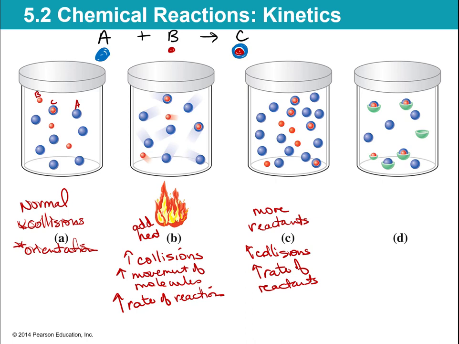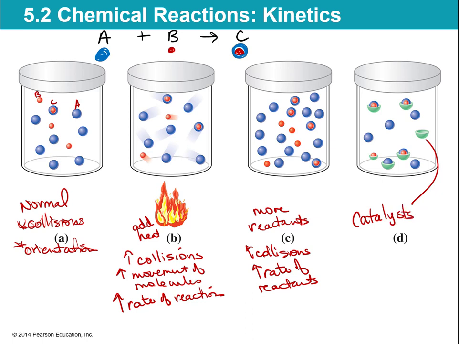If you double the amount of reactants, you double the collisions. And that's going to double the speed that the reaction occurs. So what is this last one? What's new in this one? What looks different? Yeah, the little green things. Okay, so I see red, I see blue, and then I see that they look like they're in these little green half shell things. And then I even see some product, or C, that's sitting in the little green half shell. Those little green half shells are catalysts.